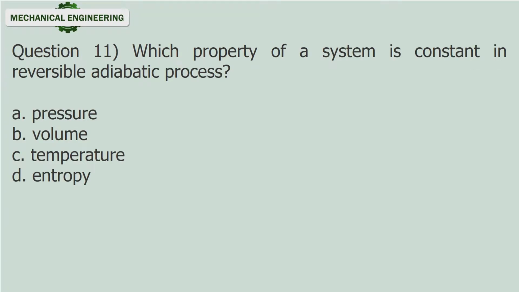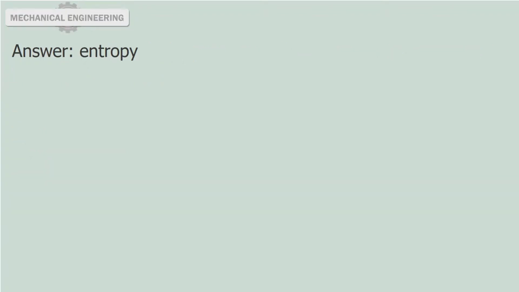Question 11. Which property of a system is constant in reversible adiabatic process? A. Pressure. B. Volume. C. Temperature. D. Entropy. Answer: entropy.